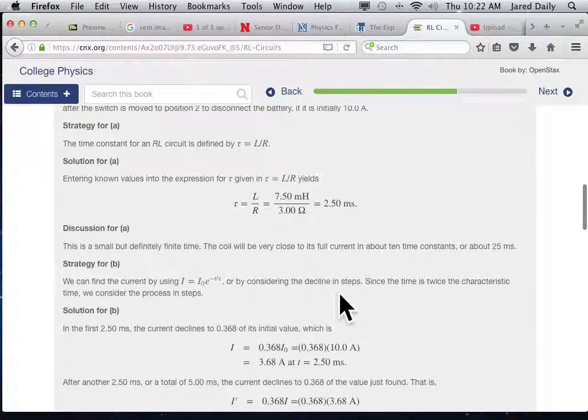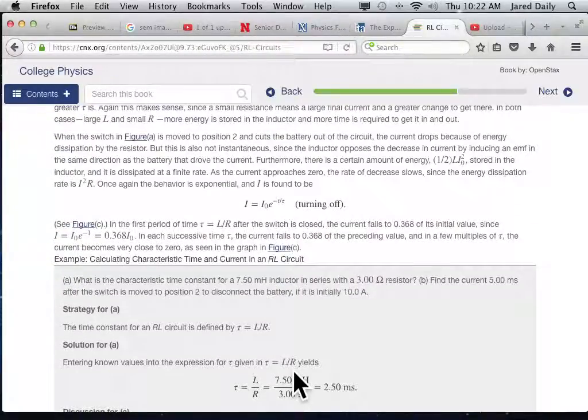But the first thing we need to do is calculate our time constant, which is the self-inductance over R. 7.5 millihenries for this inductor, 3 ohms for the resistor. So it's 2.5 milliseconds is the time constant for this particular LR circuit. We plug that tau into our equation with the time, which is 25 milliseconds or 0.025 seconds. Plug those things in, and we'll get that our final current is 0.368 times our initial current. So we take 0.368 times 10 amps, and we get 3.68 amps at 2.5 milliseconds.